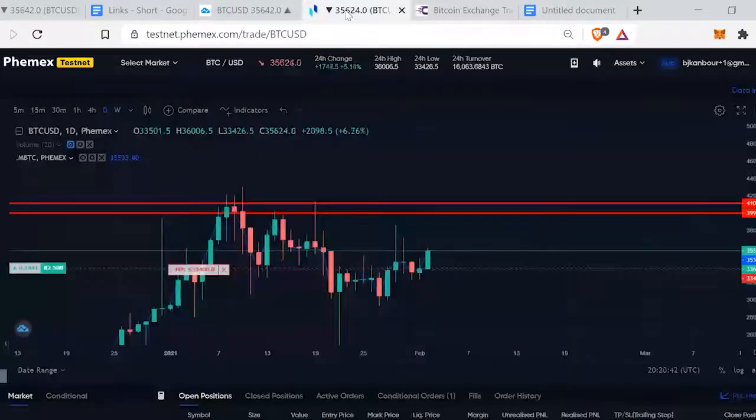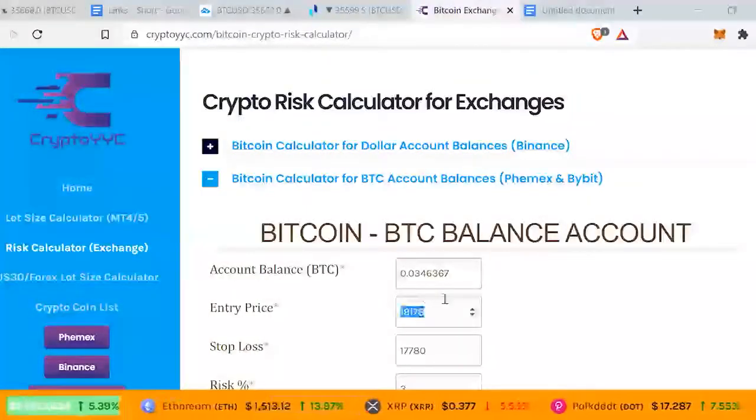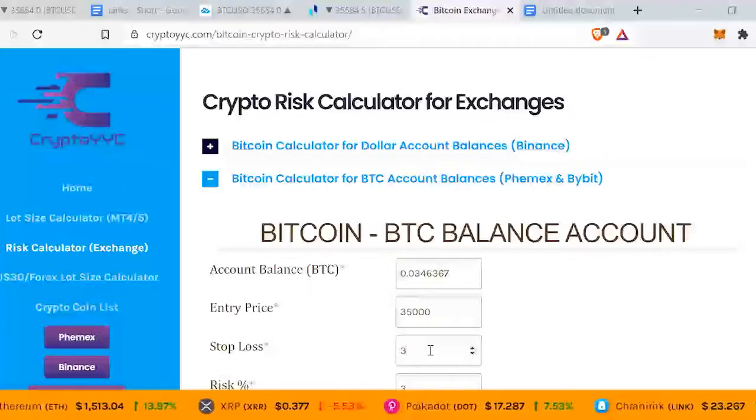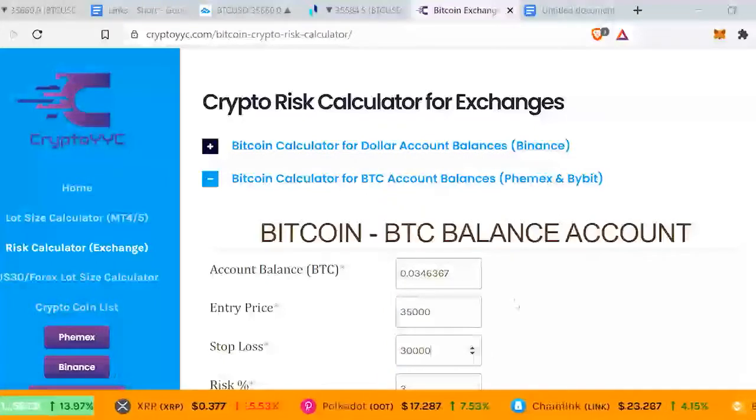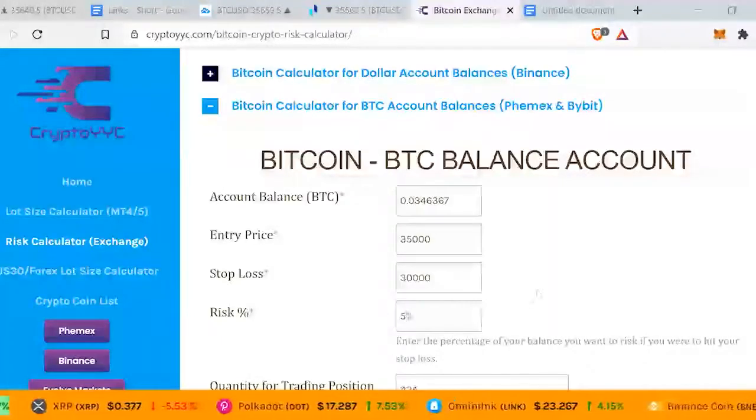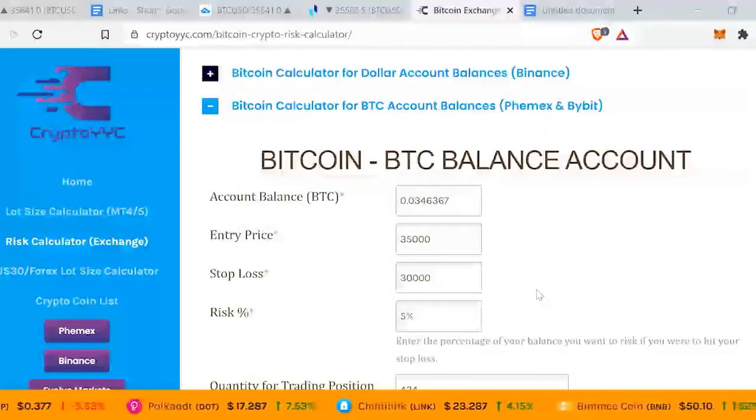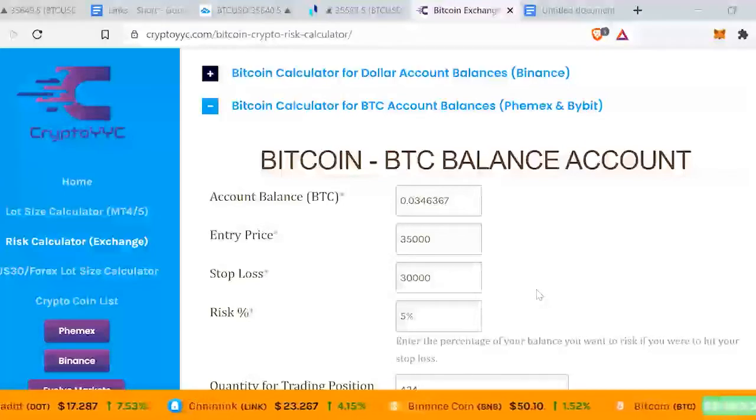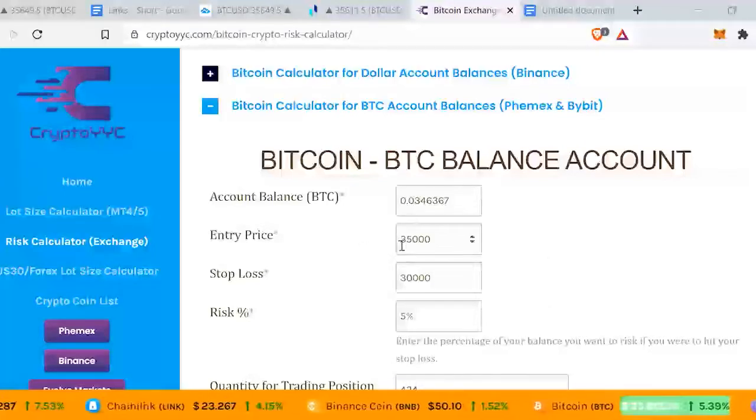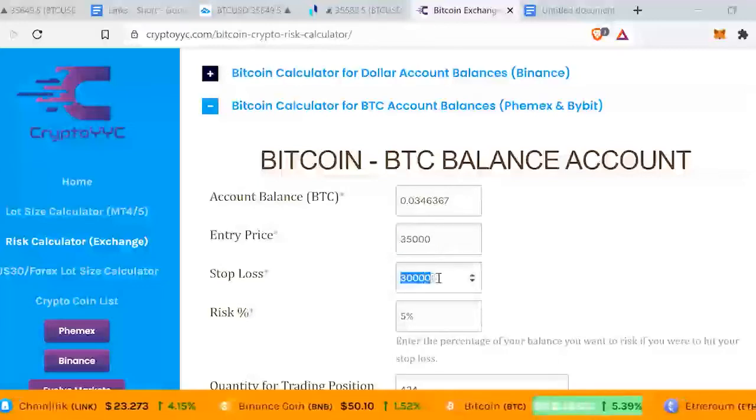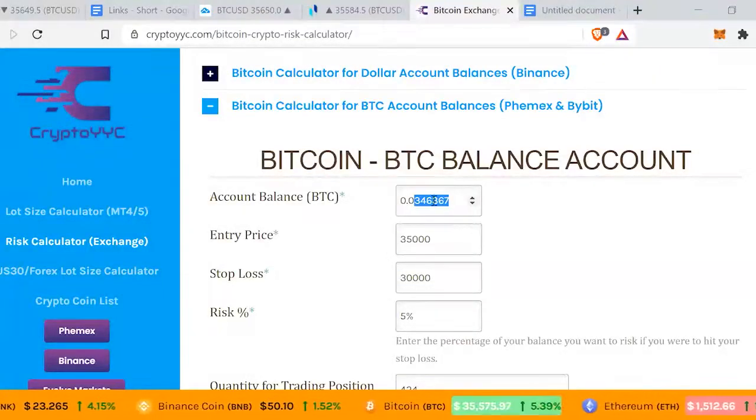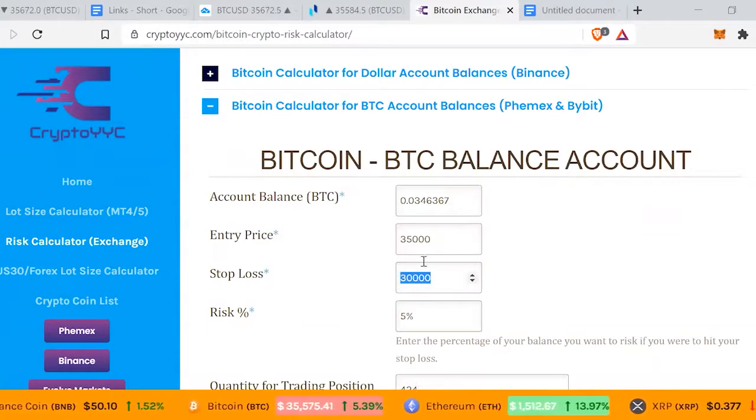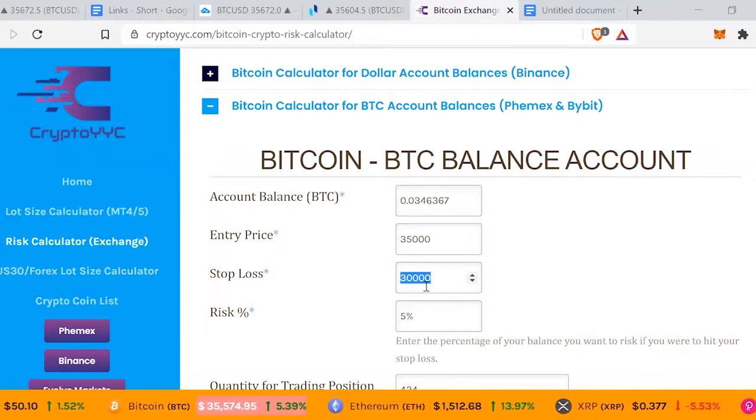But what you would do is come to the calculator and put in your entry price here. So let's say we're entering at 35,000. We're going to be putting our stop loss at 30,000. Let's say you want to risk 5%. What this means is it's going to do the calculations for you so that if the price goes down from 35,000 to 30,000, and this, let's say, is your account balance, you're only going to be losing 5% of your account should you get stopped out at this level, right?